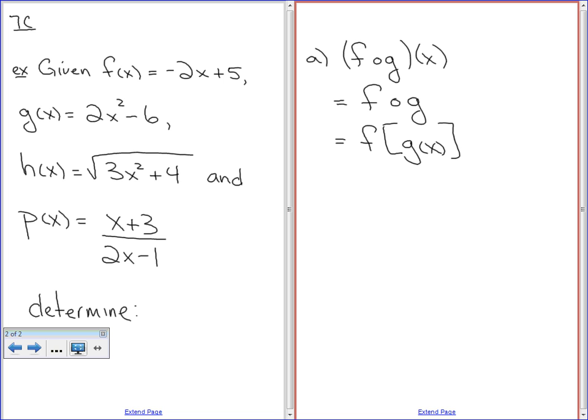So the first thing I want to do is I want to replace what G of X is equal to. And G of X is equal to 2x squared minus 6. So I'm going to replace that. And then, what do I do? So I want to figure out what f of 2x squared minus 6 is. How do I do that? Or what do I do? Alex?